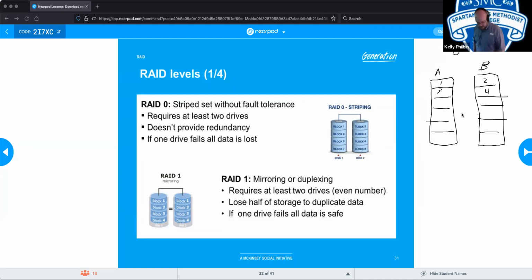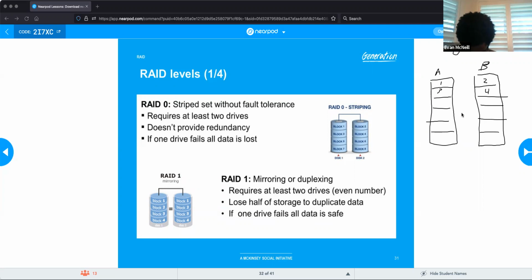This allows for much greater speed with regards to writing data and reading data from the drives. You get increased storage capacity, faster performance, but you're increasing your exposure because all it takes is one of those 2 drives to fail and you've lost all of your data. So that is a RAID 0.